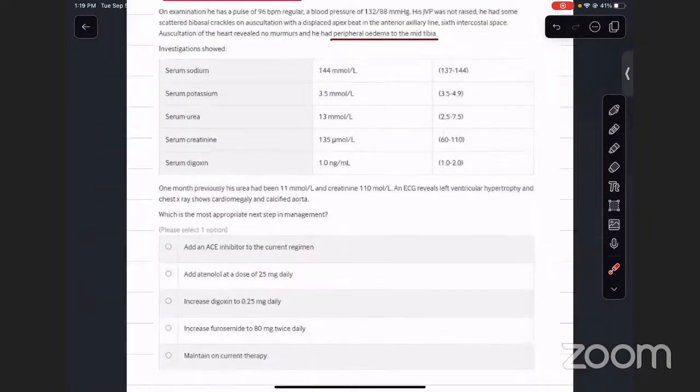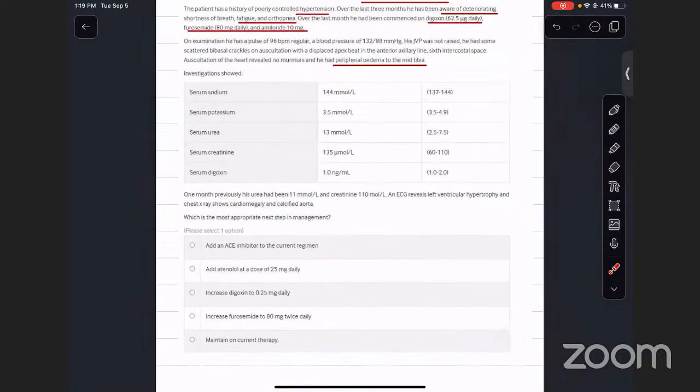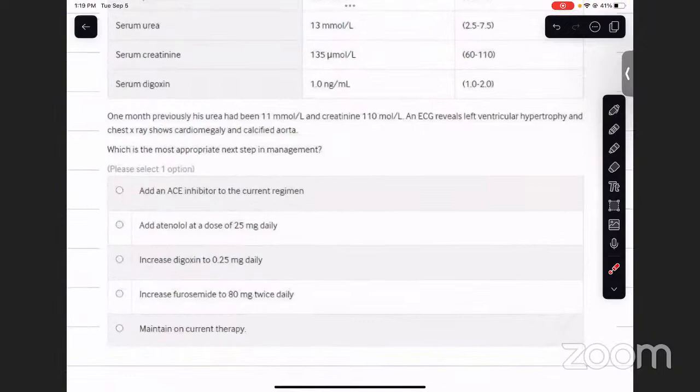So here you can see the compared values of urea and creatinine. Current urea level is 30 and the current creatinine is 135. And the previous one month urea is 11 and the creatinine is 110 micromole per liter. So what would be the next management? So these are questions about chronic heart failure management.